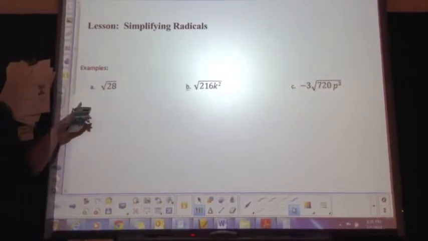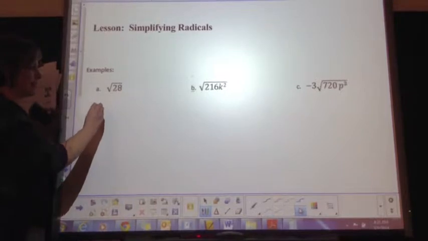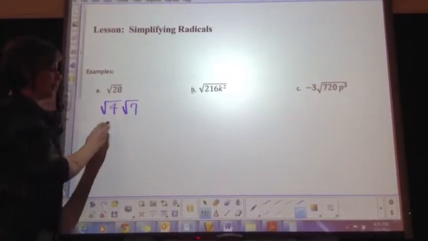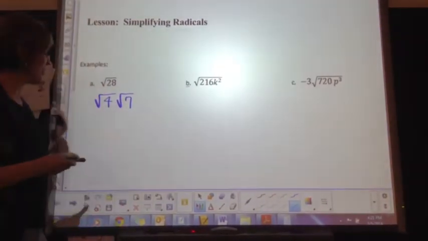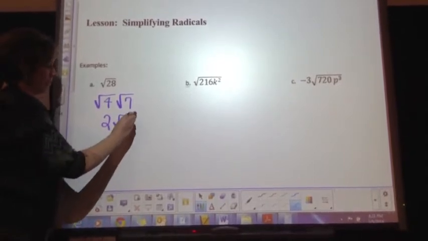So example A, I have the square root of 28. Well, I know that the square root of 28 is the same thing as the square root of 4 times the square root of 7. 4 is a perfect square. The square root of 4 is 2. So I have 2 times the square root of 7.